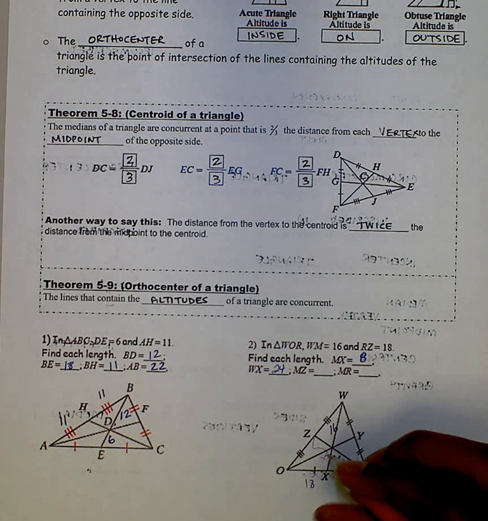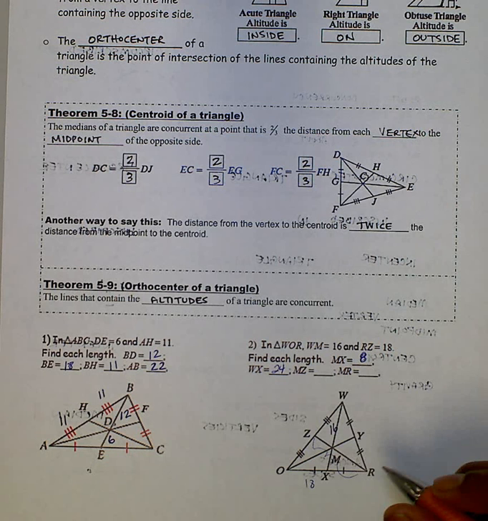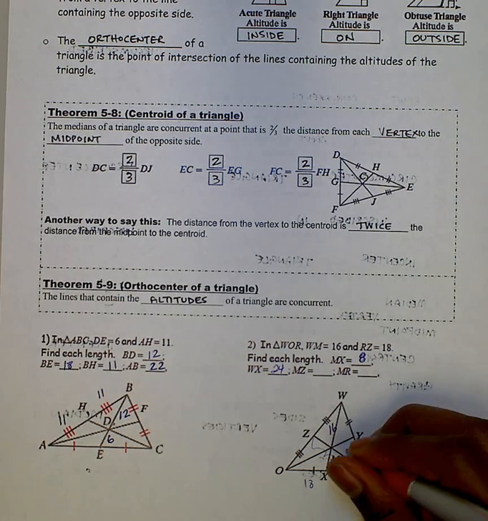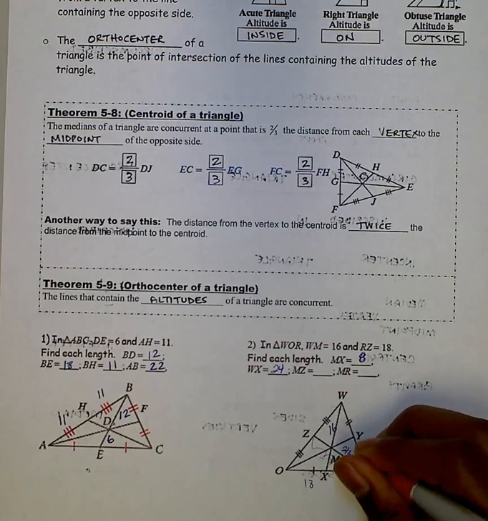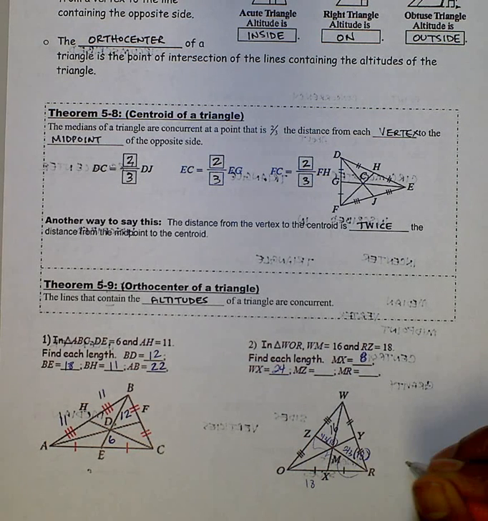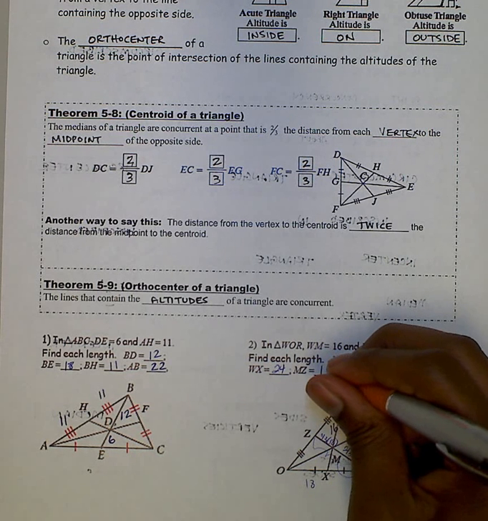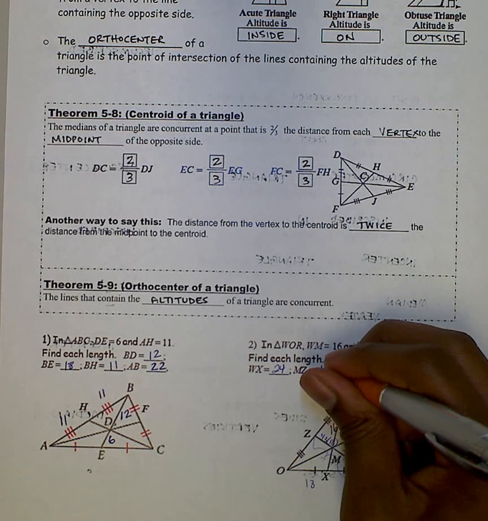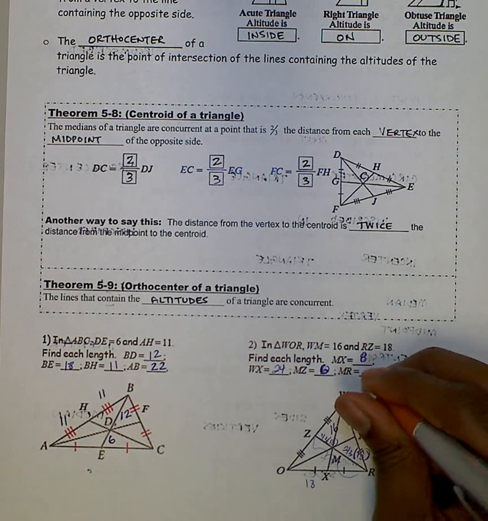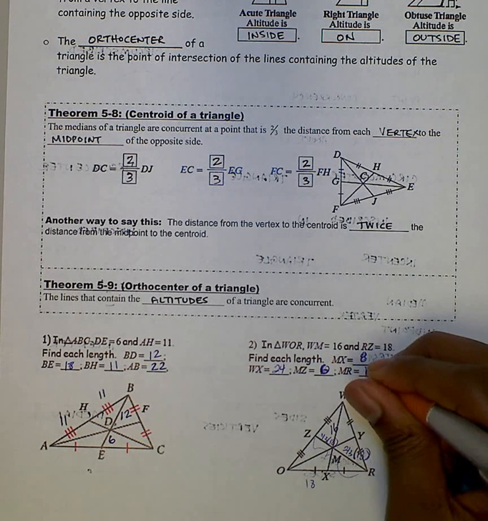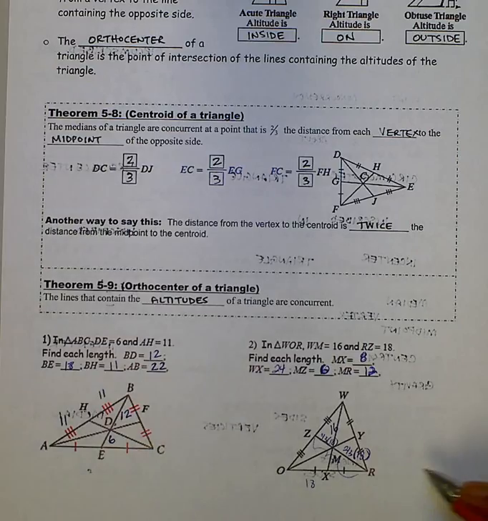RZ, they told us, was 18, and so now we want to find MZ. Well, RZ, remember, is broken down into two parts. RM will be 2/3 of 18, and this will be 1/3 of 18. So 2/3 times 18 is 12. Did I do that right? Nope, MZ, 1/3. MZ is 1/3 of 18, which is 6, sorry. Okay, and MR is 2/3 of 18, which is 12. And we should double check to make sure that that adds up to 18, and in this case it does.